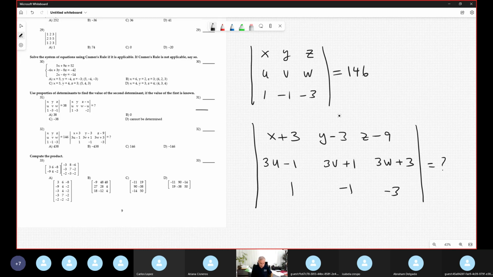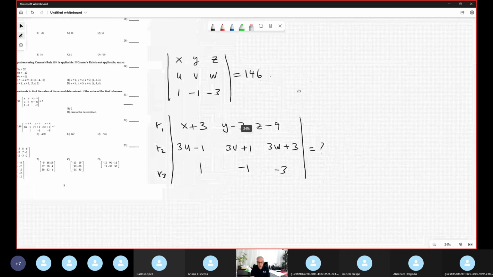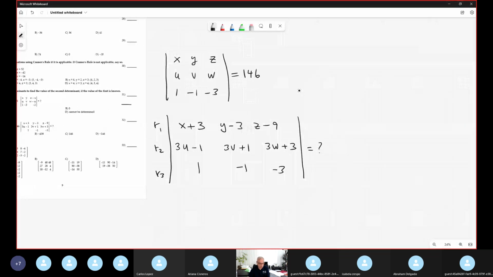You need to perform two operations. In this case, row operation. Remember, this is row 1, this is row 2, and row 3. So you need to use imagination. For example, eliminate that 3 and this 9. So one way to do this is perform this row operation.